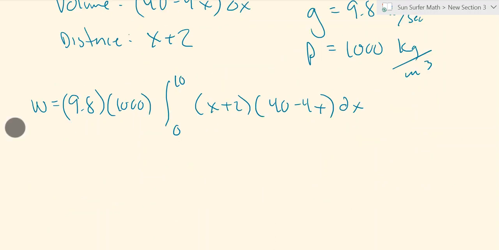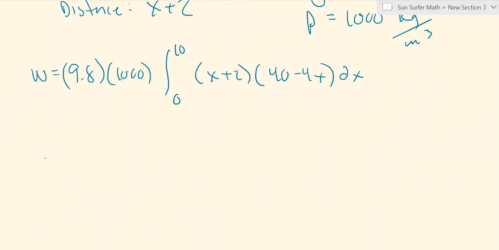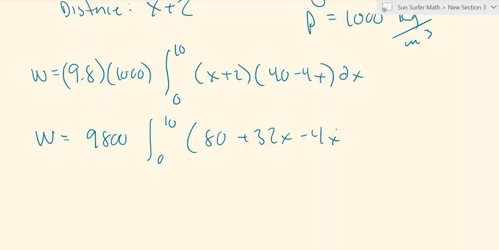Now we can clean it up just a little bit if we'd like, and make that 9,800 times the integral from 0 to 10, and that's going to be 80 plus 32x minus 4x squared dx. All right, so from here it's just a matter of evaluating the integral, and you may do that in Desmos or you may do it by hand.